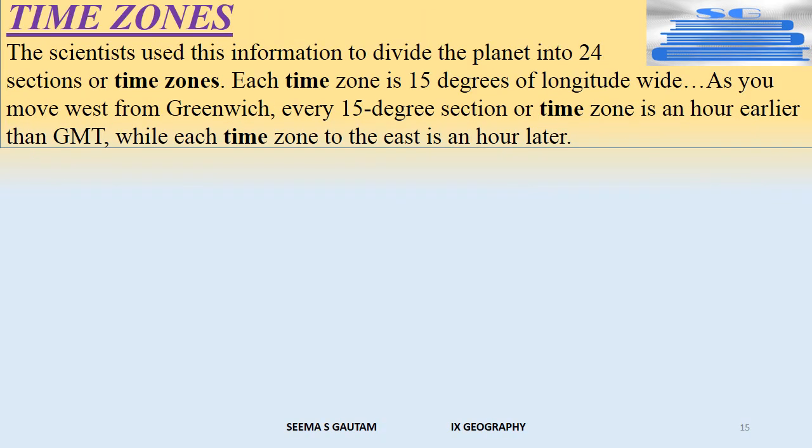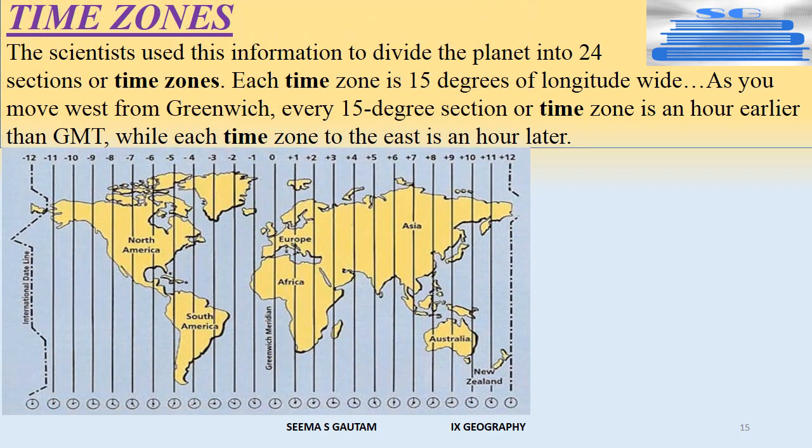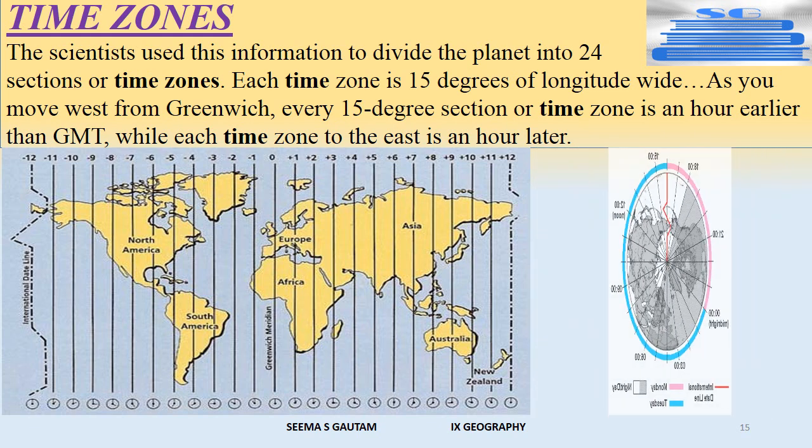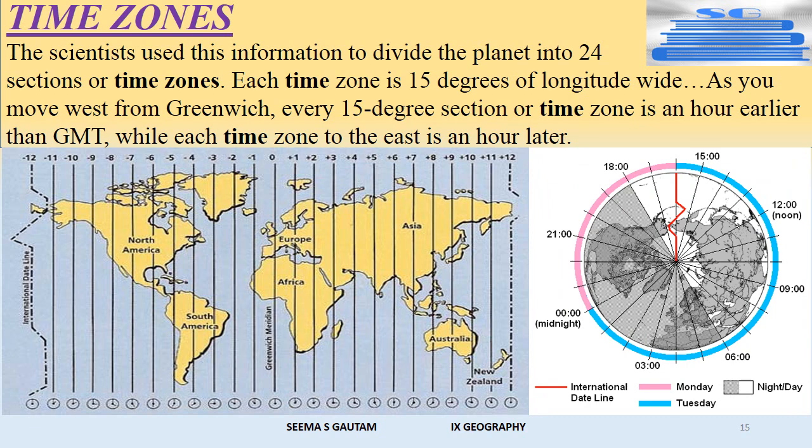The scientists use this information to divide the planet into 24 sections or time zones. Each time zone is 15 degrees of longitude wide. As you move west from Greenwich, every 15 degrees section or time zone is an hour earlier than GMT, while each time zone to the east is an hour later.